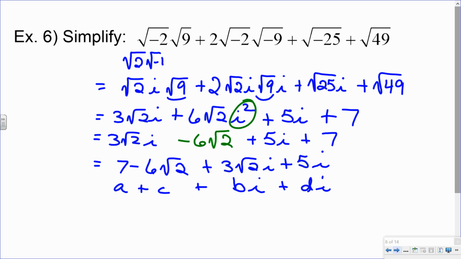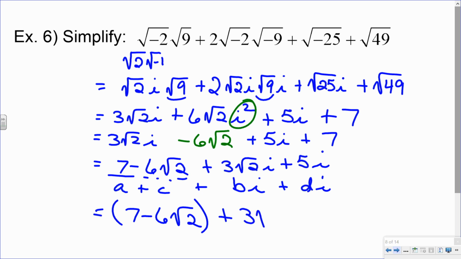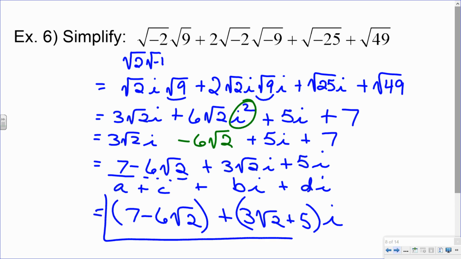What we're going to do instead, to show that this much is just one real number, we're going to put parentheses around it. So there's our one real number plus, and just one i, so we're going to write this as either 3 root 2 plus 5 or 5 plus 3 root 2 times i. So we're going to use the parentheses, so we have one real number plus one real number times i.